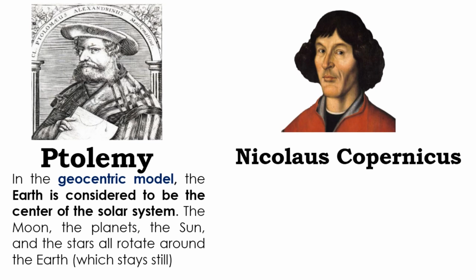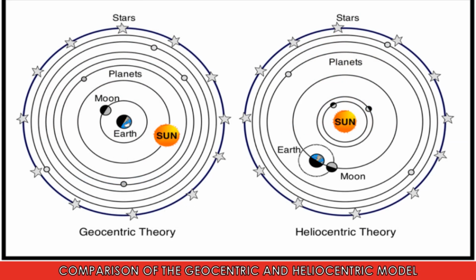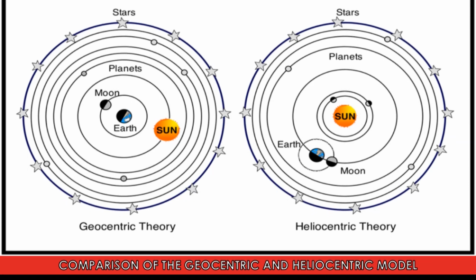The heliocentric model was proposed by Nicolaus Copernicus in 1543, which states that the sun is the center of the solar system, which means Earth and the other bodies revolve around it. This diagram shows the comparison of the geocentric and heliocentric models. As you can see, in the geocentric model, Earth is the center of the solar system, while in the heliocentric model, the sun is the center of the solar system.